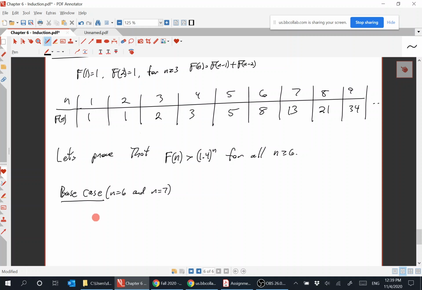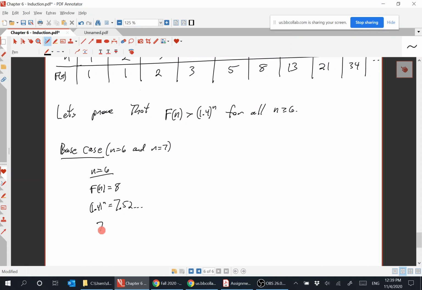All right, well, when n is equal to 6, Fn is equal to what? We've got it up on the table there. When n is equal to 6, Fn is equal to 8. And then 1.4 to the n is 1.4 to the 6th power, which is 7.52, right? And 7.52 is less than 8. So that works out.